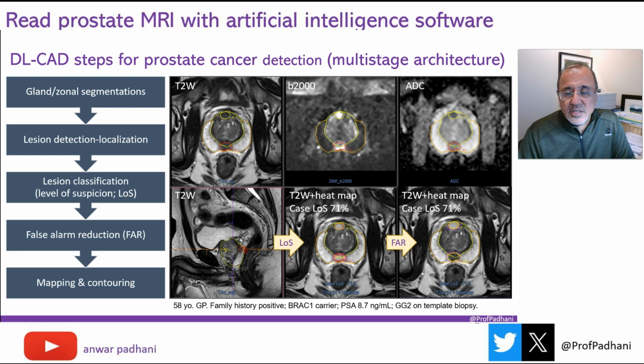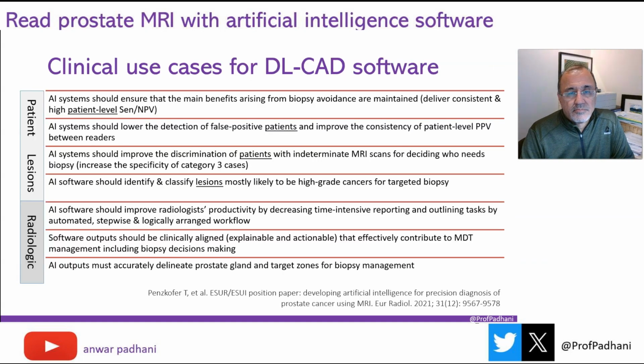And so in this particular instance, you'll see that the software, although initially analyzing 2 abnormalities, in fact eliminates the lesion at the back, which is the normal central zone, and that's false alarm reduction. And finally, it's the mapping and the contouring of the data so it can then be transmitted to a biopsy system. So these are the 5 basic steps.